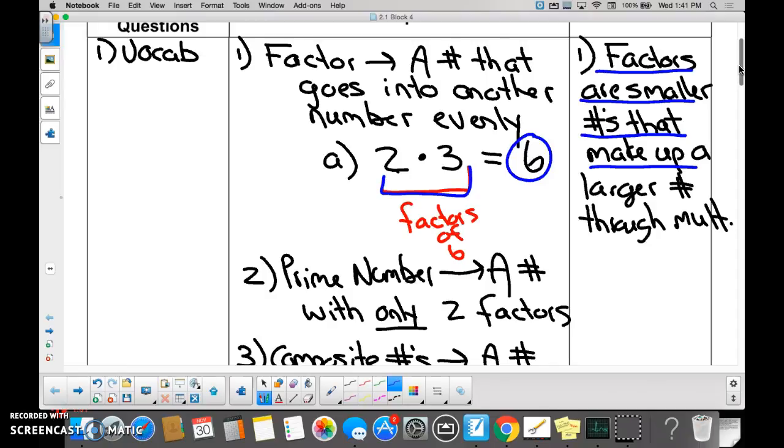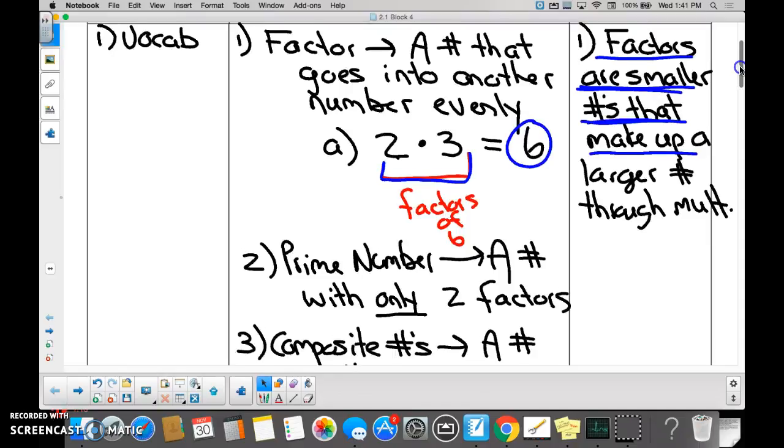So if I ask, hey guys, give me some factors of 6, would you ever say 7? Because is 7 a smaller number than 6? No. So factors are always that number or smaller, right?